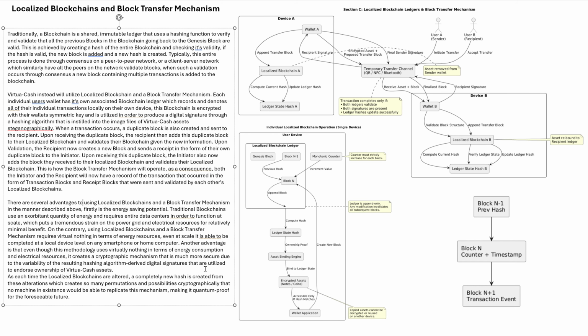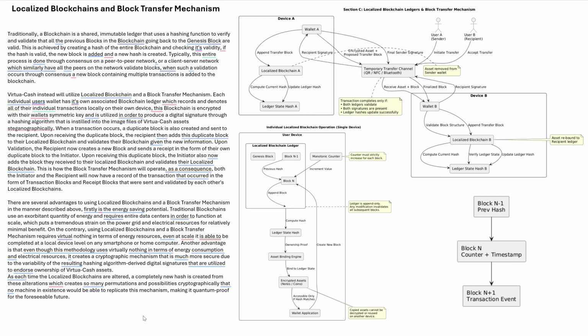There are several advantages to using localized blockchains and block transfer mechanism in the manner described above. Firstly is the energy saving potential. Traditional blockchains use an exorbitant quantity of energy and require entire data centers in order to function at scale, which puts a tremendous strain on the power grid and electrical resources for relatively minimal benefit. On the contrary, utilizing localized blockchains and block transfer mechanisms requires virtually nothing in terms of energy resources. Even at scale, it is able to be completed at a local device level on any smartphone or home computer.